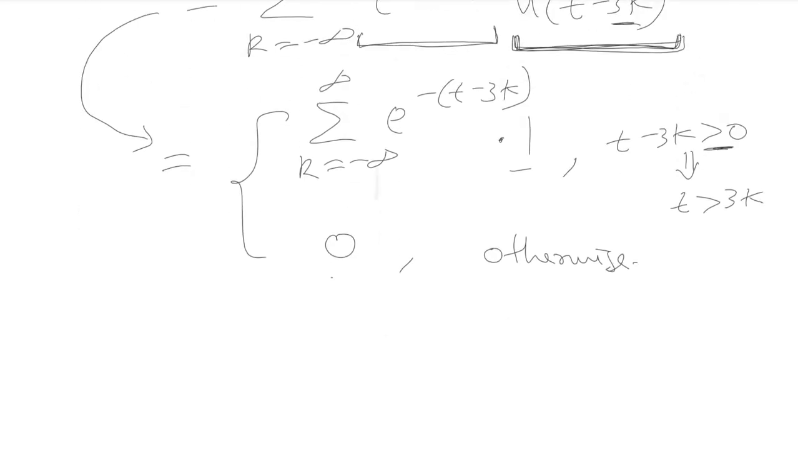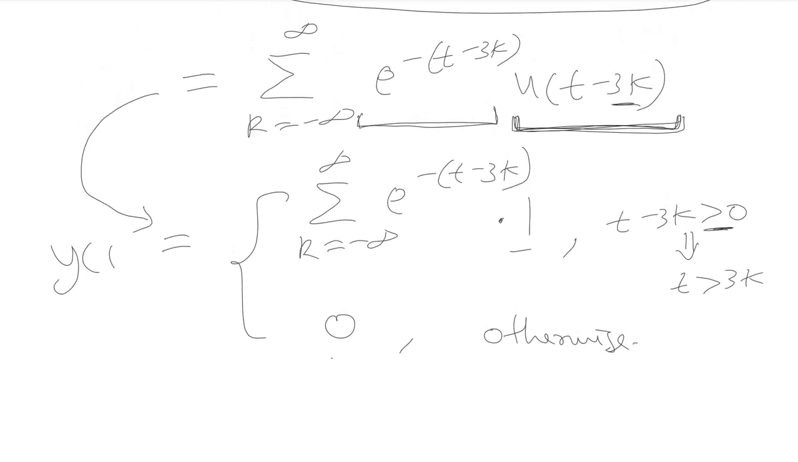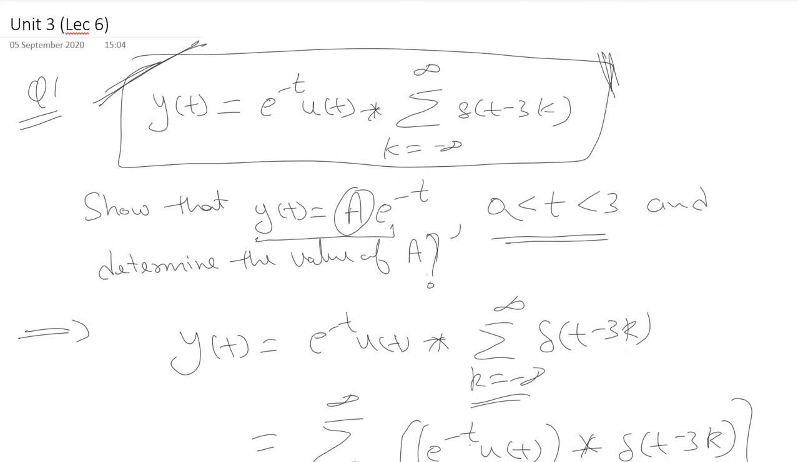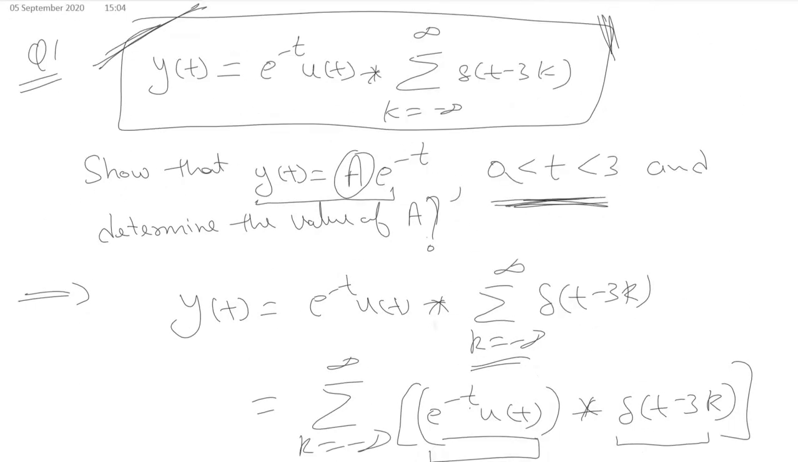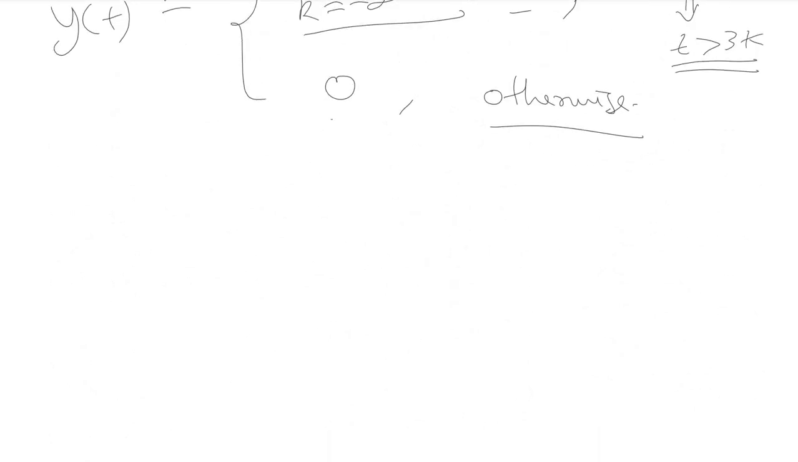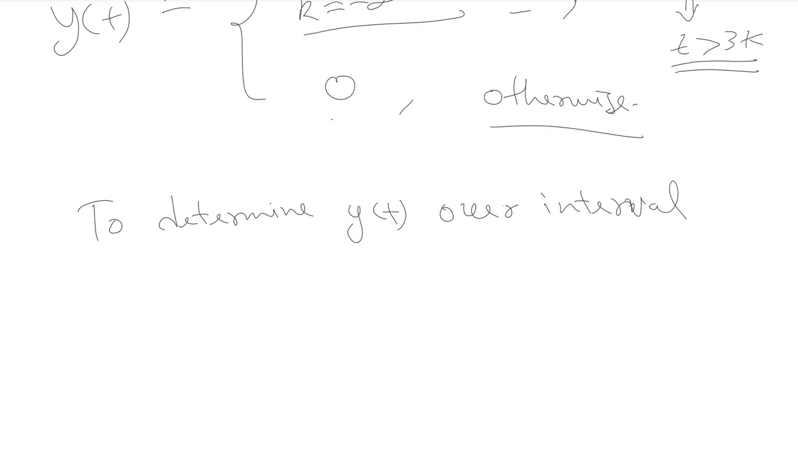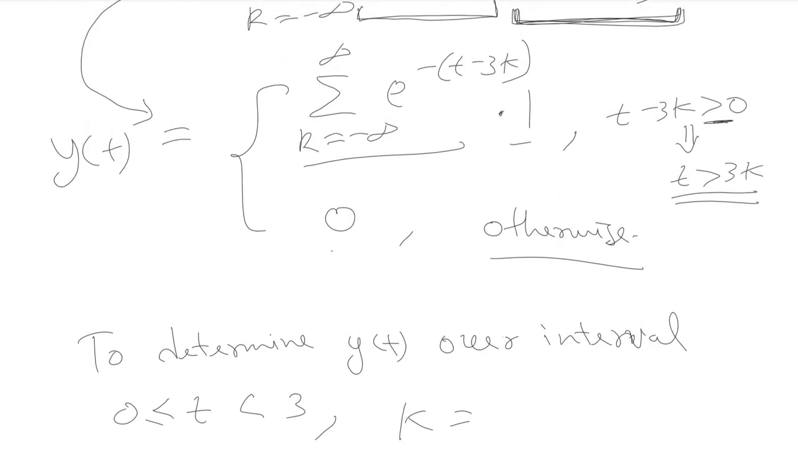Now this is the simplified expression of y(t): for the range t greater than 3k the value is this, and for the other values of t it is 0. Now in the question the condition given is that t should be in the range of 0 to 3. So now to determine y(t) over the interval t ranging from 0 to 3, let us see what the value of k should be.